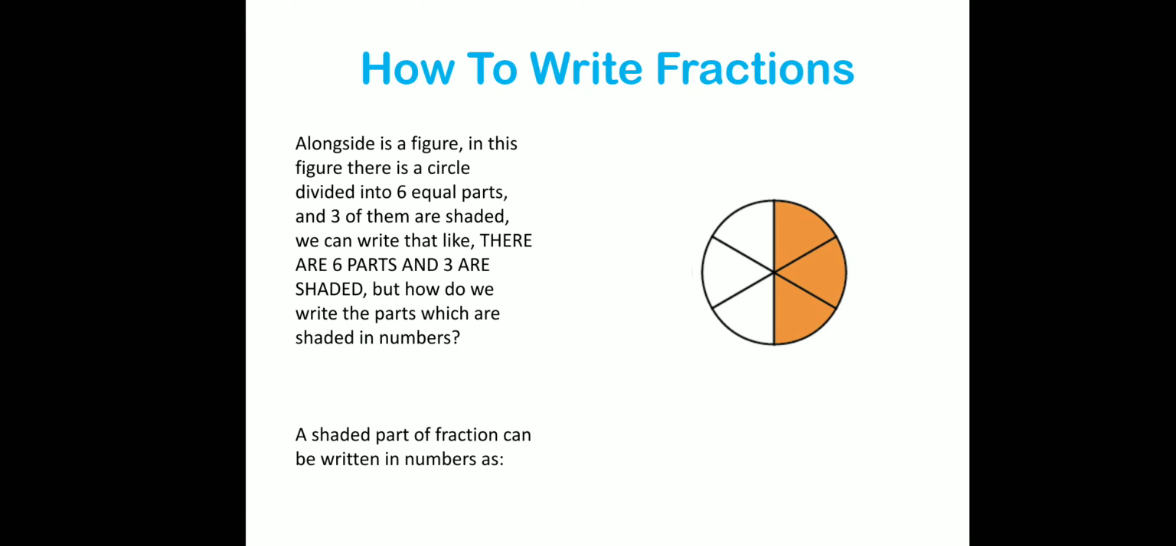Alongside is a figure. In this figure is a circle divided into 6 equal parts. See, here also they're continuously mentioning equal because it is important while learning fractions, as I told you before. And 3 of them are shaded. We can write that like there are 6 parts and 3 are shaded.